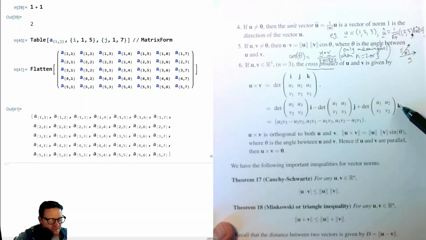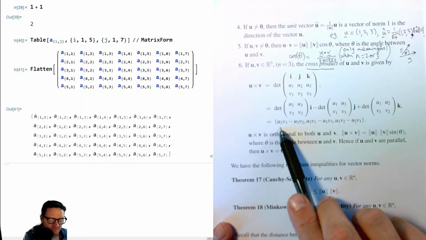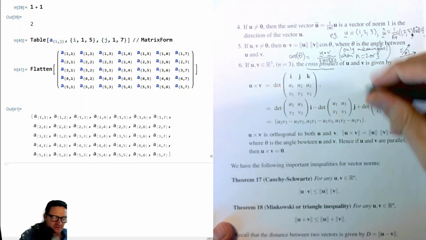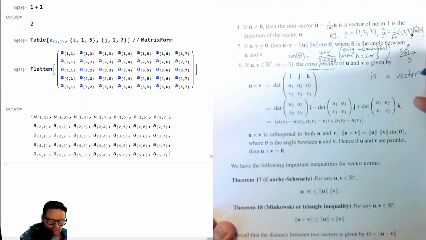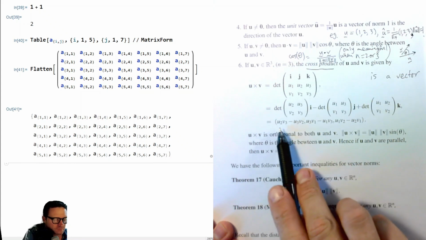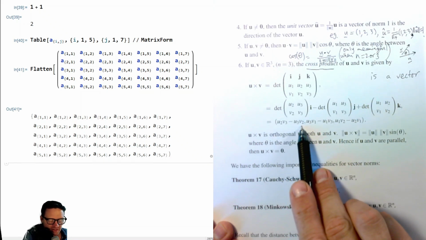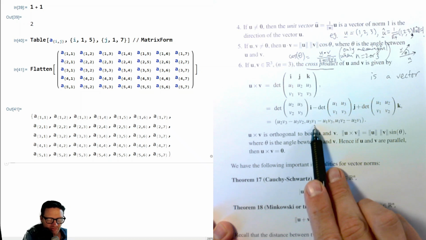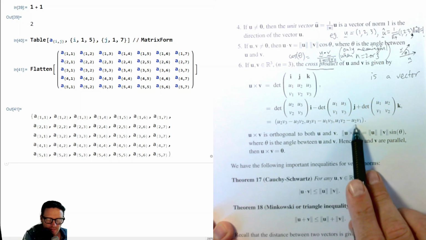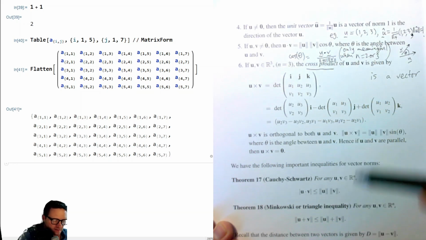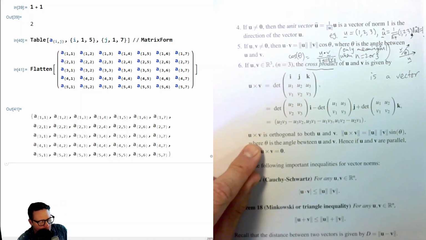and we expand this in this way, but the i, j, and k are placeholders, and so we have the vector, the cross product is a vector, not a scalar: u2v3 minus u3v2, comma, u3v1 minus u1v3, comma, u1v2 minus u2v1. Okay, that's a vector. It has 3 components here. You see that? So u cross v is orthogonal to both u and v.